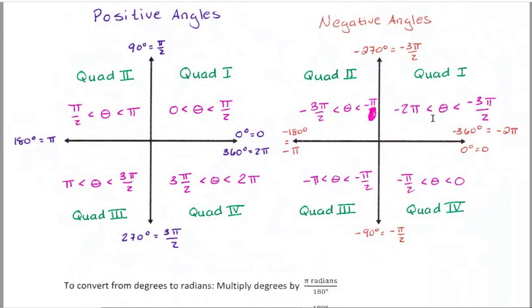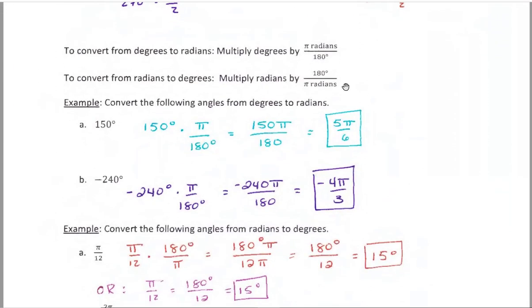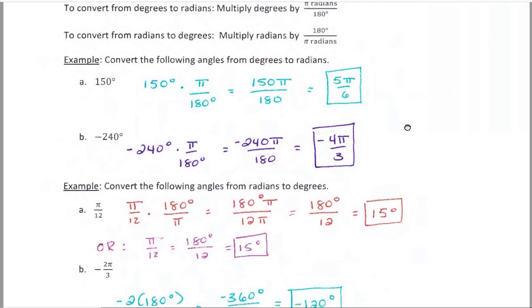Now, it's easier to speak about angles in degrees, but when we're doing math, a lot of our calculations are going to be done in radians. So I want you to get used to radians. However, if you would like to learn how to convert, to go from degrees to radians, you take your degrees and multiply by pi radians over 180 degrees. And to go from radians to degrees, you take your radians and multiply by 180 degrees over pi radians. So here are some examples.